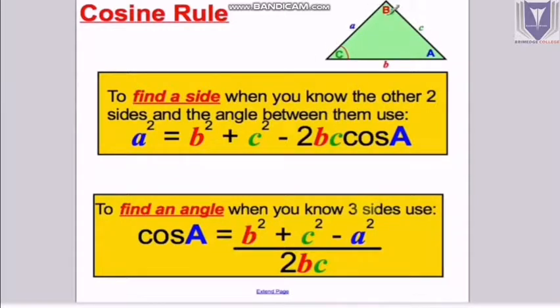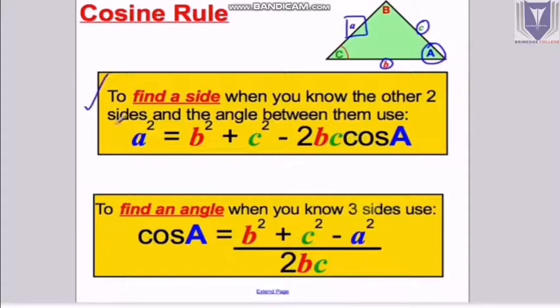Okay, let's proceed to look at the cosine rule. For a typical cosine rule, before you can apply the cosine rule, we'll be talking about 3 sides and 1 angle. 3 sides and 1 angle. But mind you, the angle we are looking for, we must know its opposite side. Or the side we are looking for, we must know its opposite angle.